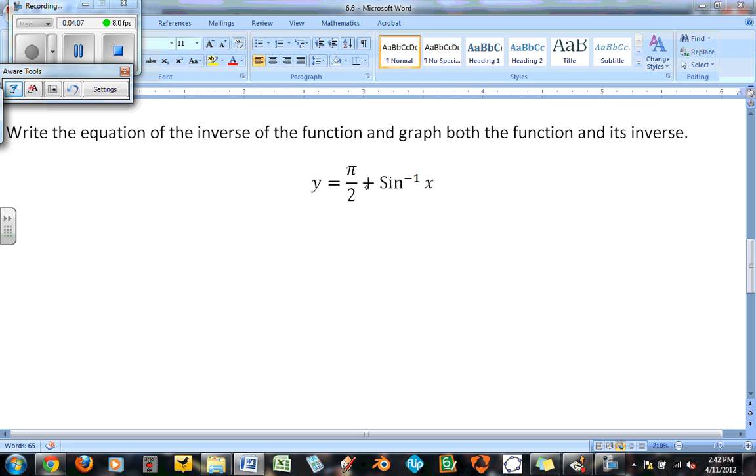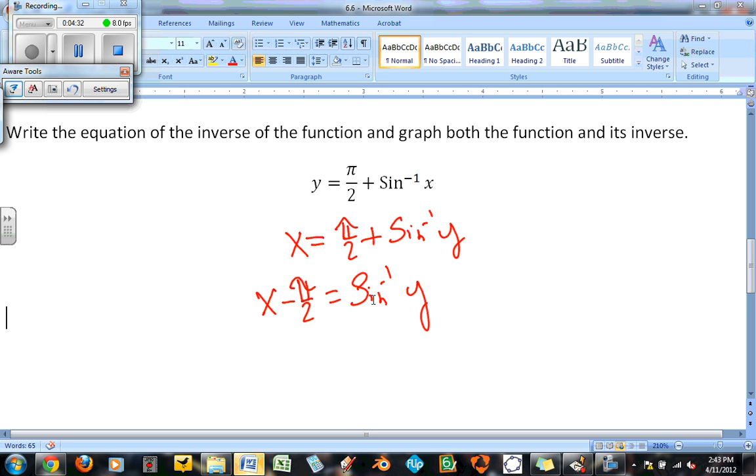But here we go. To find the inverse, we switch the x's and the y's. All right, so this becomes x equals pi over 2 plus sine inverse of y. Okay, so we need to solve for y again. Let's get y by itself. So subtract pi over 2. So I have x minus pi over 2 equals sine inverse of y.